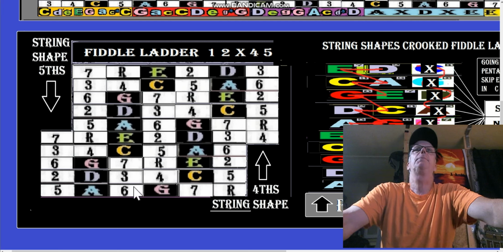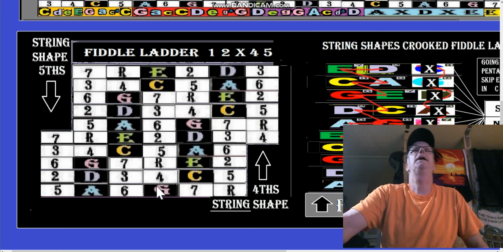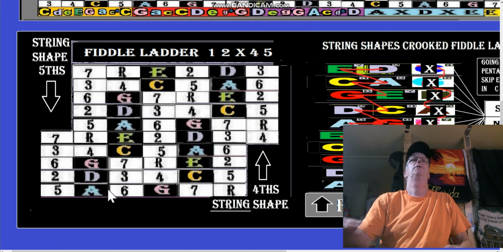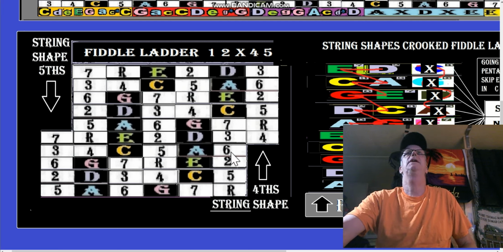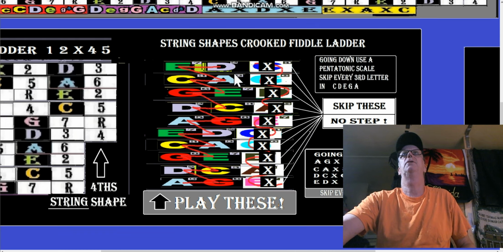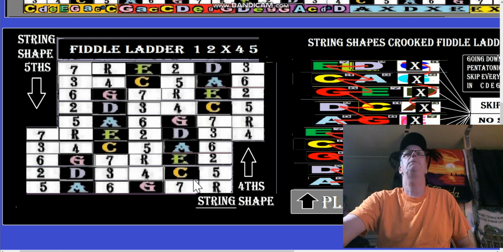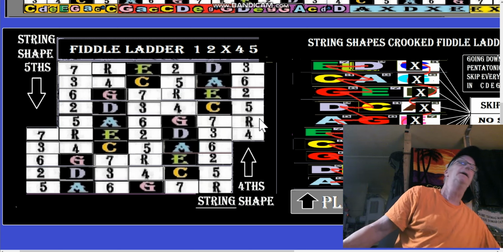So we're going to skip every third letter. In cage, let's start with cage right here. C, A, skip G, go to E, D, skip C, starting cage over again. This would be the start of the C, and that's what this is showing over here. So C, A, skip G, E, D, skip C, starting cage over again, A, G, skip E. And that's one way to remember how to play these patterns.